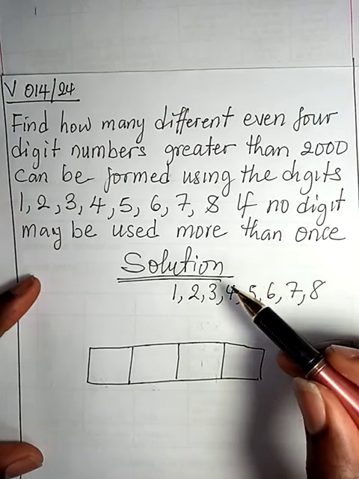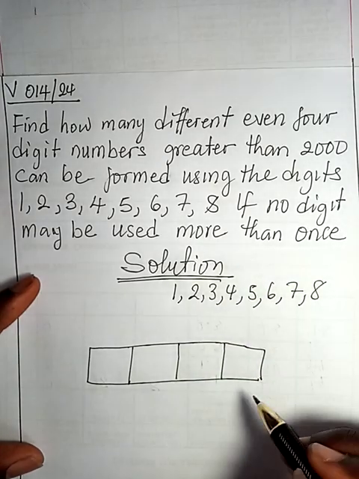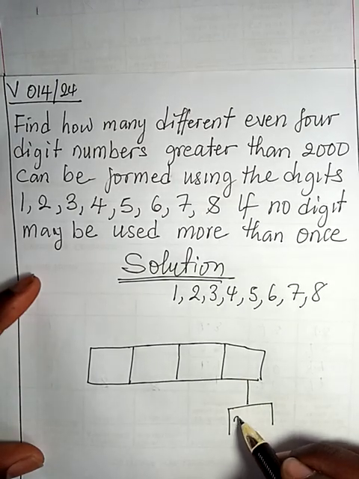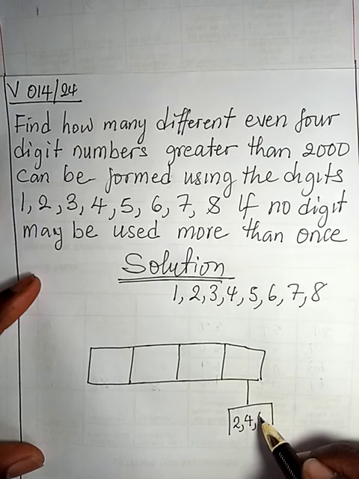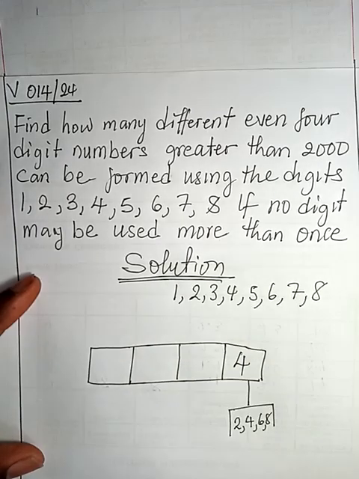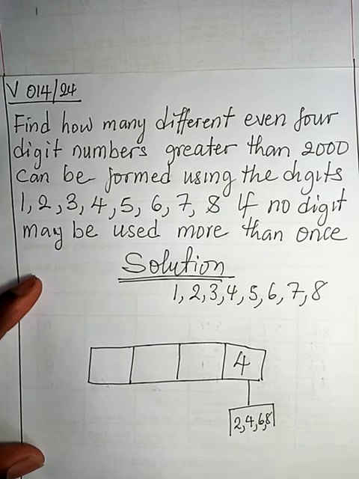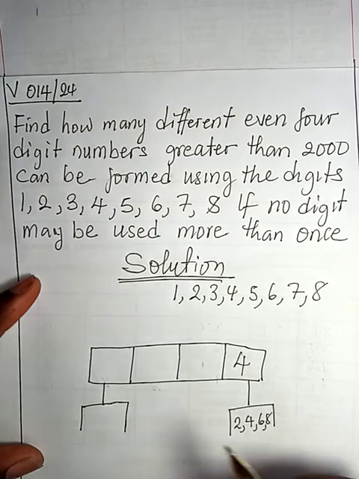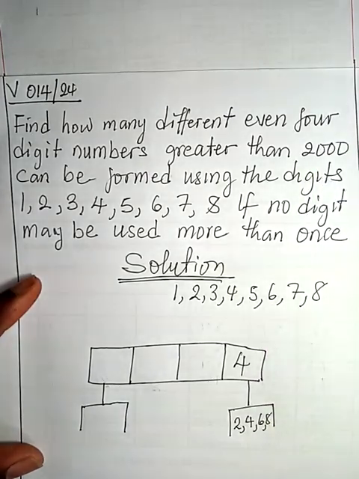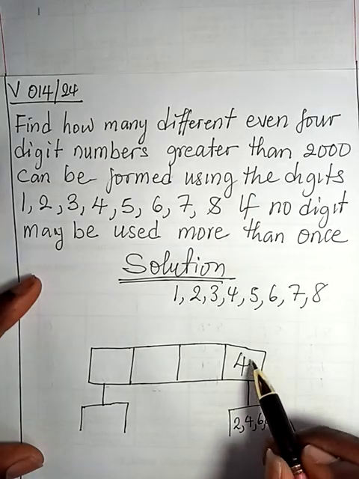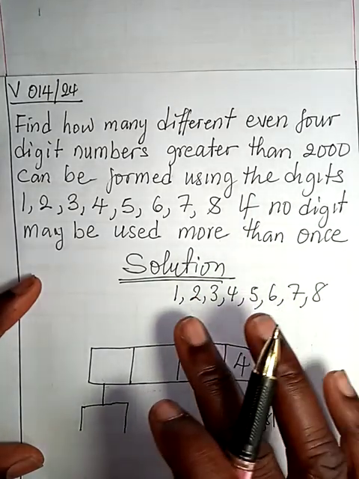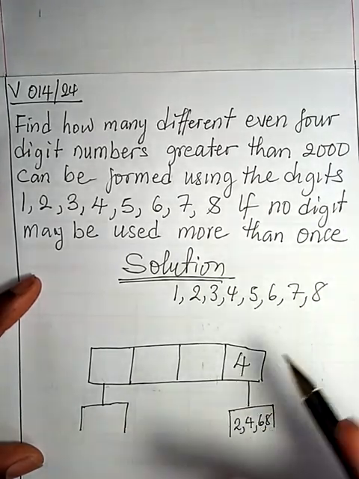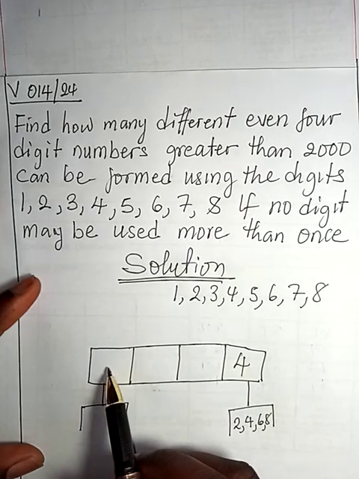Now, if this number is to be even, there are 4 choices here. What are those 4 choices? It can end with 2, 4, 6, or 8. So here we have 4 choices, or 4 ways. Now, coming to this, since the number must be greater than 2000, and one of these numbers has been taken here, you have 7 choices left. Since this number must be greater than 2000, it cannot start with 1.